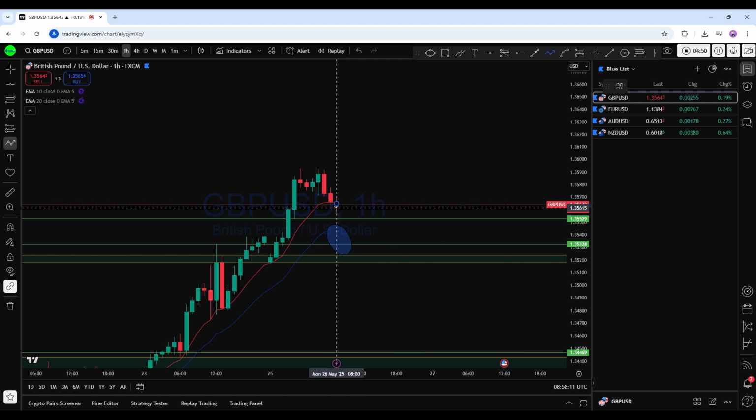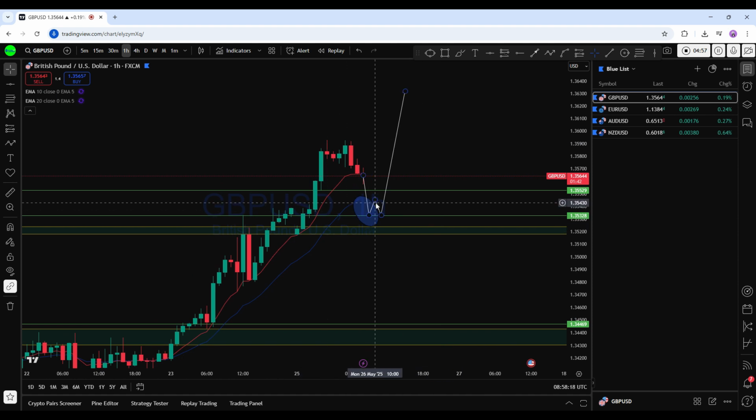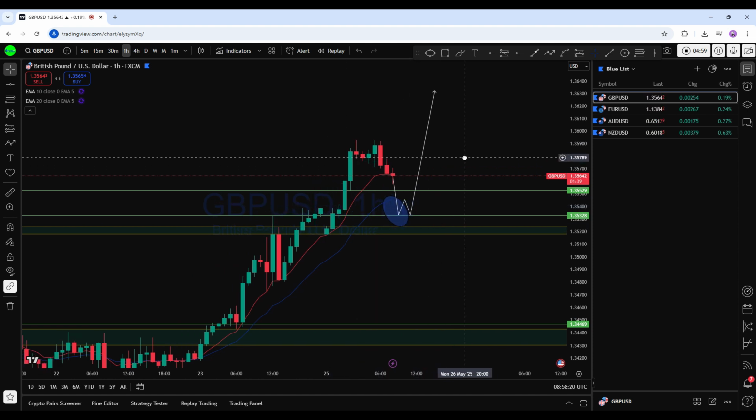So we'll be waiting for a little downside, and as soon as we see the price has done enough rejection from this level, we will be looking for going long with a high probability trade setup.